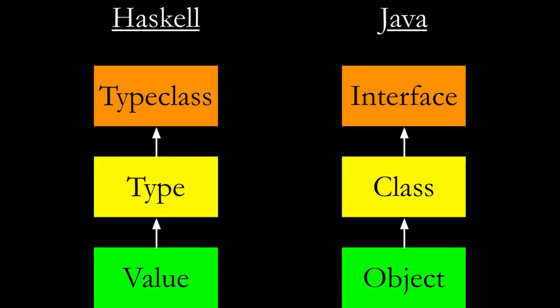This is somewhat analogous to Java, where classes are sets of objects and interfaces are sets of classes. For example, the interface Comparable includes the classes String and Integer.